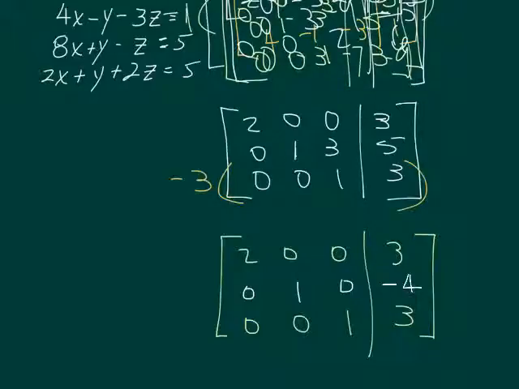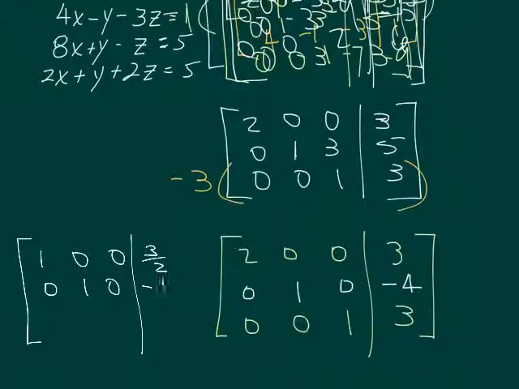Okay, so the last thing we have to do is get rid of this 2 right here. So we're going to take that 2, we're going to divide the whole row by 2, and that will change that to a 1. So I'm going to do that over here to the left. 2 over 2 is 1, 0, 0, 3 over 2, 0, 1, 0, -4, and notice the Gauss-Jordan way of doing this.